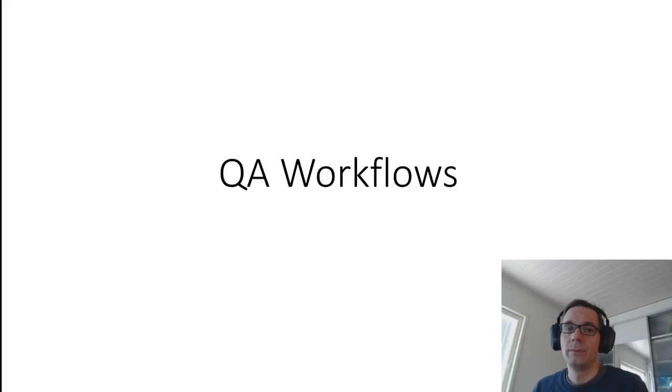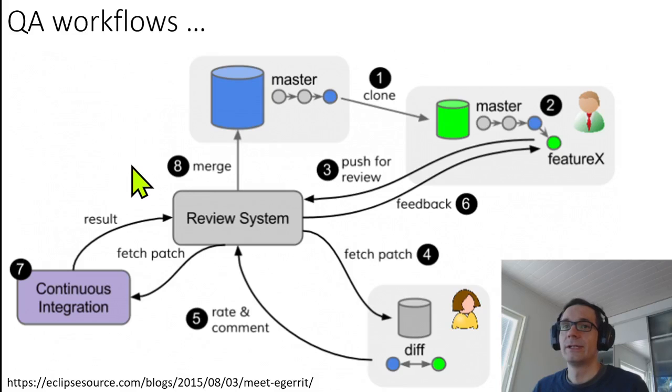Now we look into the big picture of the quality assurance workflow. I have collected some examples of how these quality assurance workflows can be organized in software projects. First example comes from Eclipse blog.